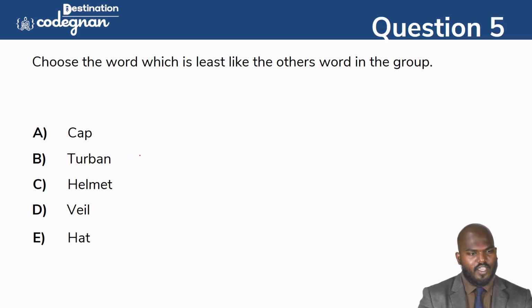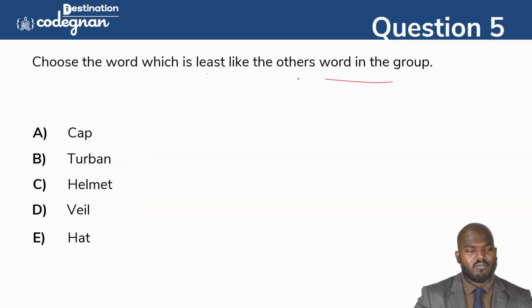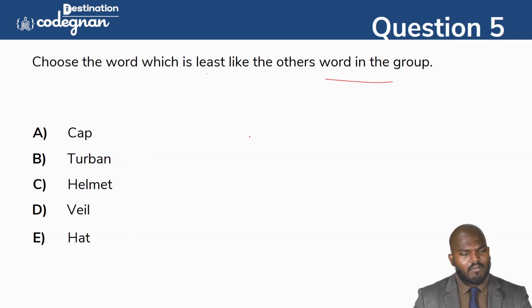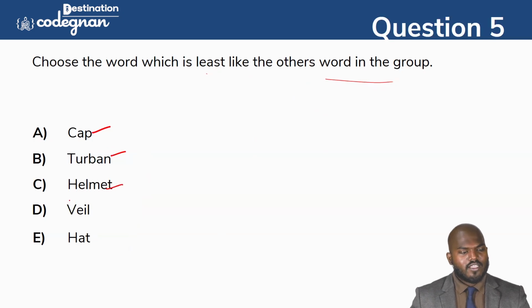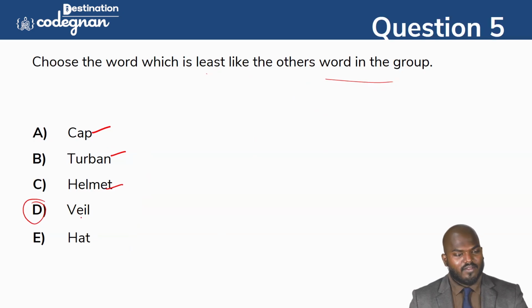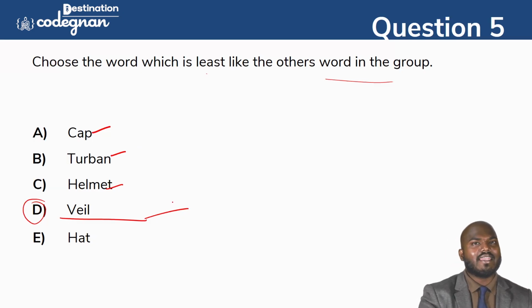Okay. So going for the next one, guys, choose the word which is least like the others in the group. Question number 5. Cap, turban, helmet, veil, and hat. Everything we use to wear on the head, but a veil is not worn on the head. It is used to cover the face. So the veil is the odd one. Option D is the correct answer.